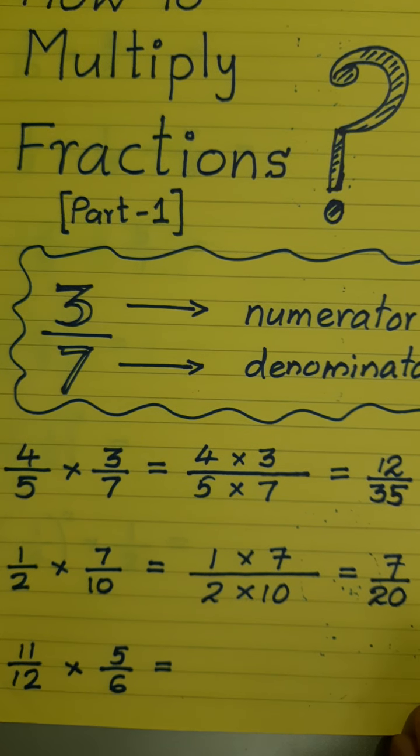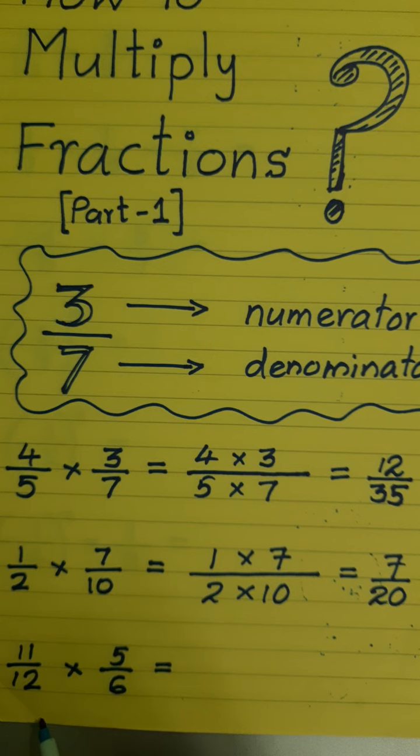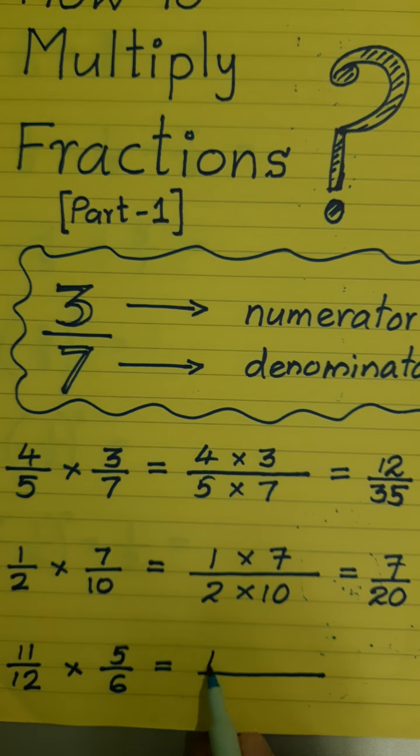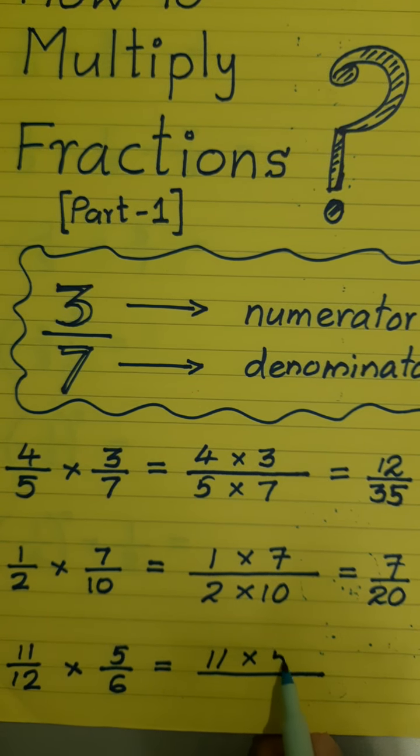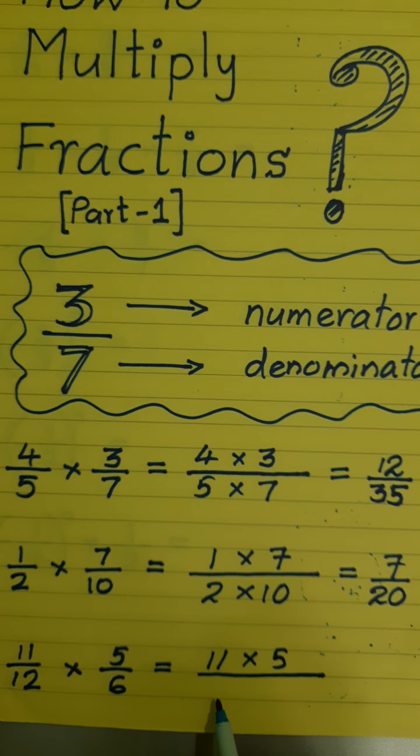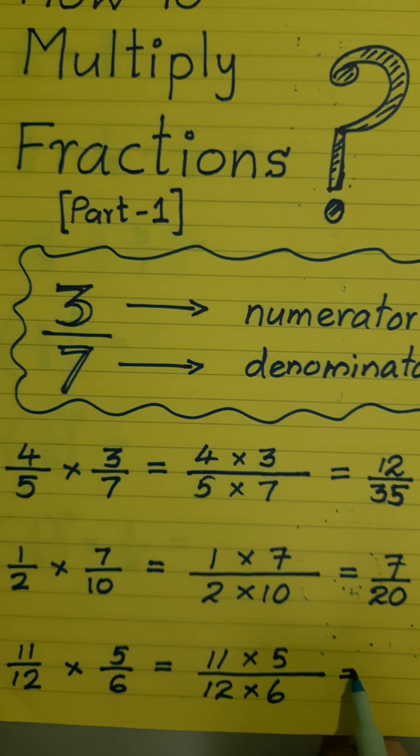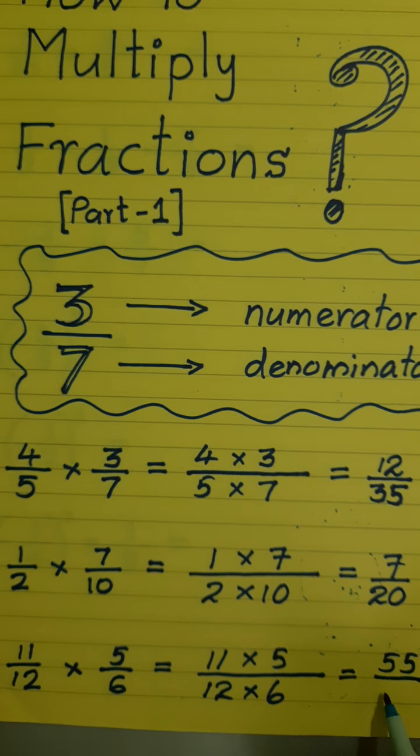Then the third example, 11 over 12 multiplied by 5 over 6. We write all the numerators as a product, 11 into 5, then all the denominators as a product, 12 into 6. 11 into 5, 55, and 12 into 6, 72. So when you multiply these two fractions, the answer is 55 over 72.